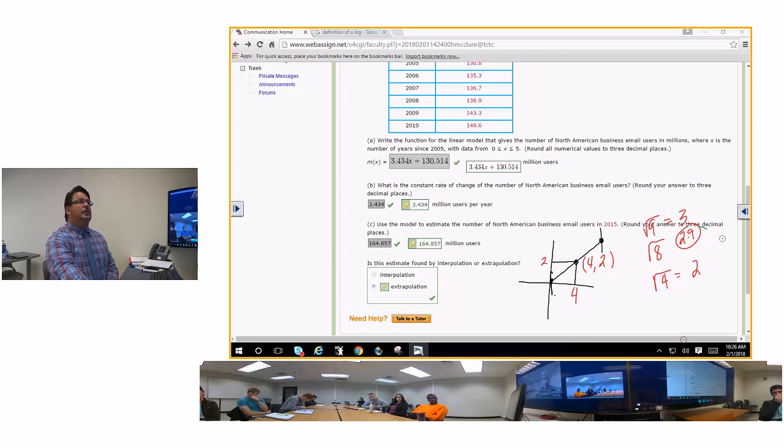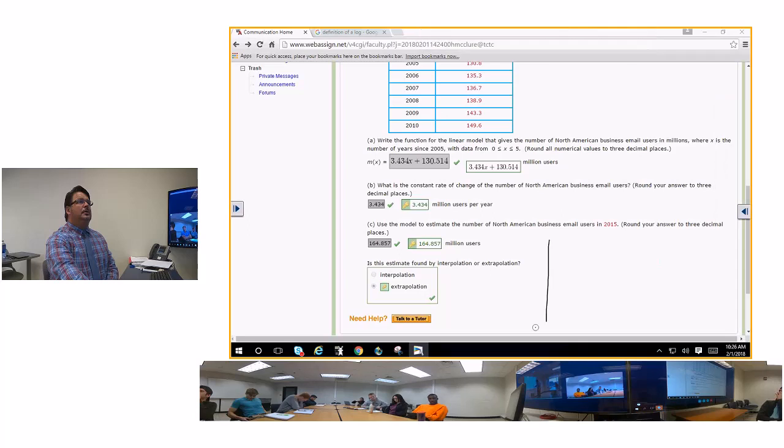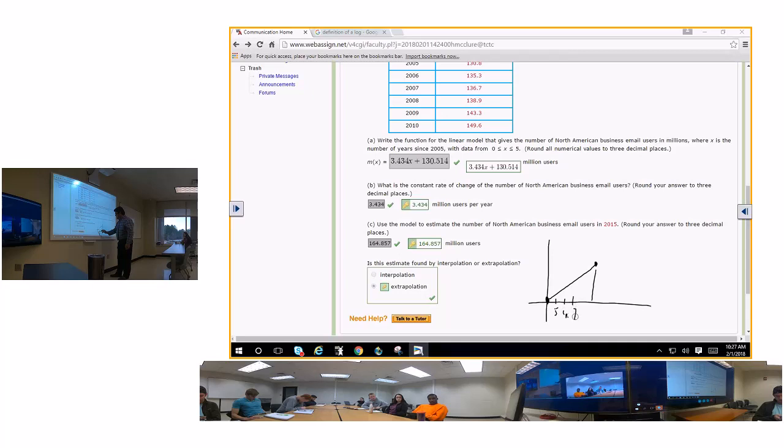What is extrapolation? Outside. So how do you do that? Well, extrapolation is when you go outside the points. Let's say you have 2 points right here, and this is years since 2000. So this is 2005, 6, 7, 8, 9, 10, 11, and so on. And they ask you, but you only got data to 9 years, 2009.